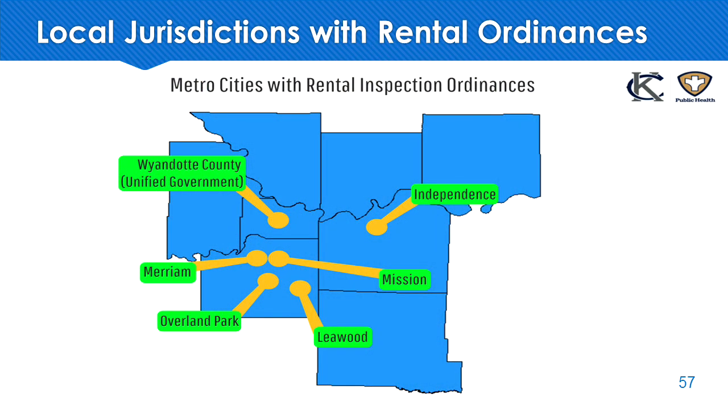Out of the 35, actually 2 major cities are in the process and may have their ordinance in place within the next 6 months. Also, we looked at the local jurisdictions in the metro area. I'll comfortably say almost every local jurisdiction in the metro area has an active program. The City of Independence just started working on theirs. The City of Overland Park also just started working on an active rental property inspection program.